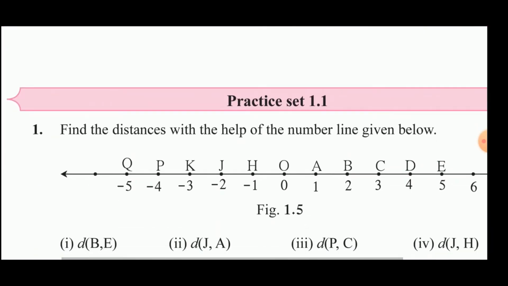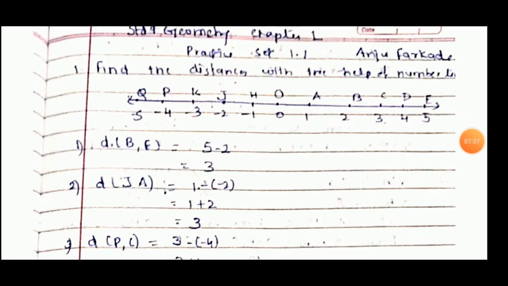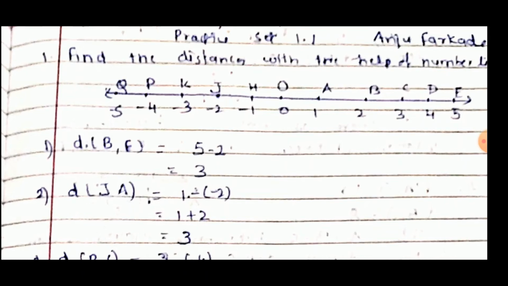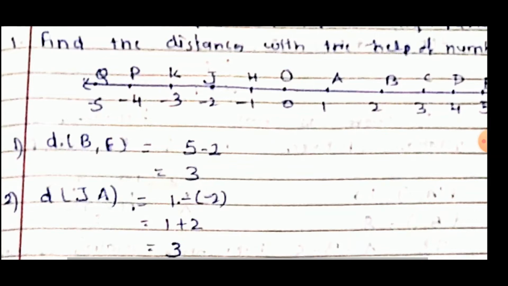Next, here the practice set 1.1 we will see. Now let us see the next one, practice set 1.1. Find the distances between the points with the help of number line. Now first you have to find out the distance BE. Now distance BE, the coordinate of B is 2 and coordinate of E is 5. So distance BE will be equal to 5 minus 2, that is equal to 3.